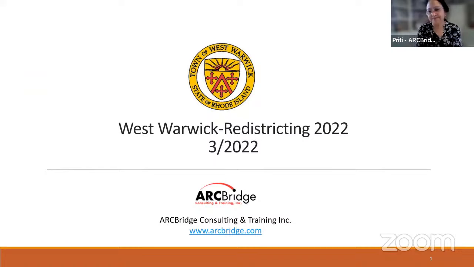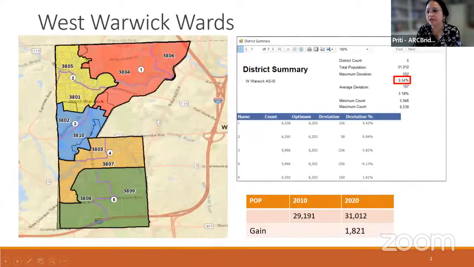Good afternoon. Afternoon. My name is Preeti Mathur and I'm with Arkbridge Consulting and Training Incorporated. And I'm here to present to you the wards as well as the 2020 data. So West Warwick has 5 wards and it has 10 precincts.